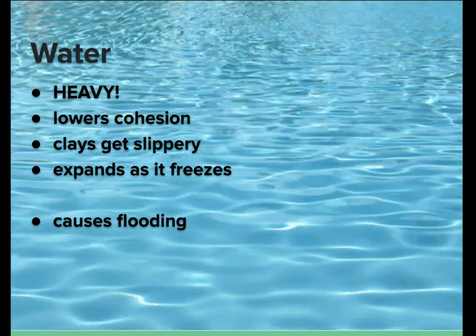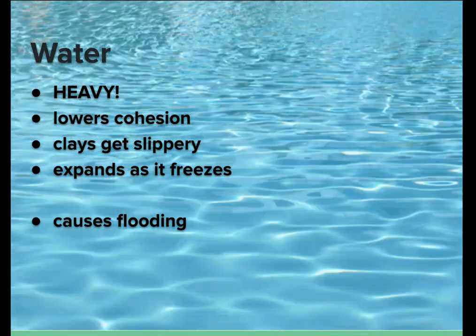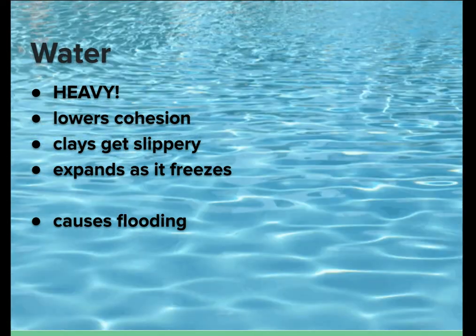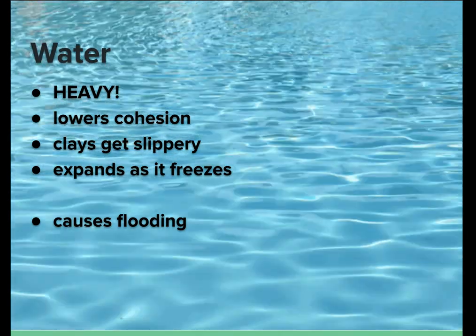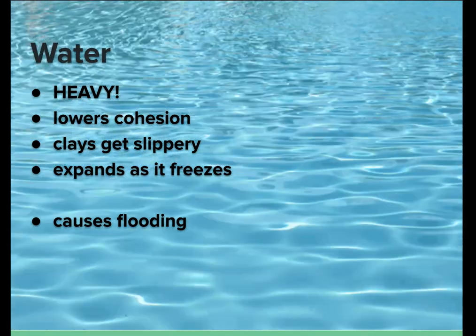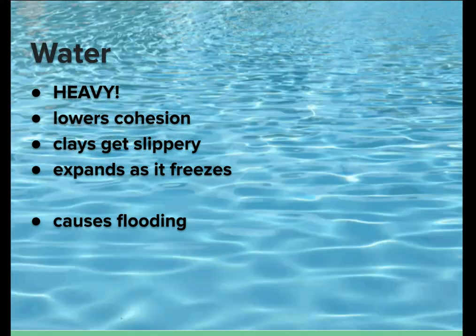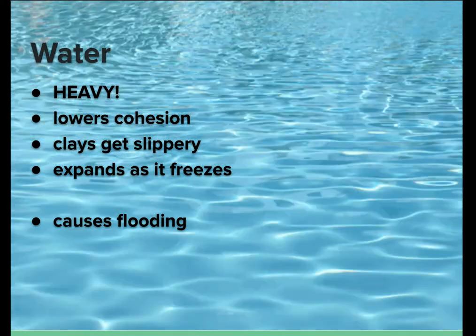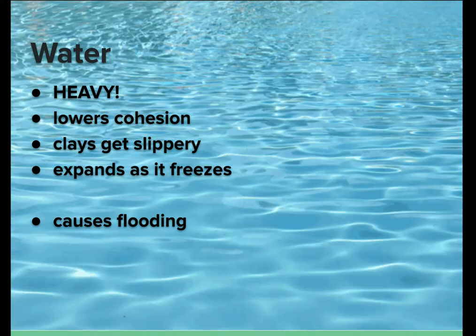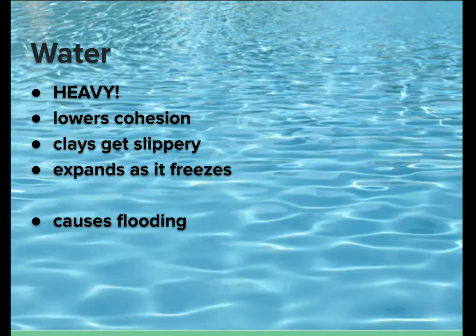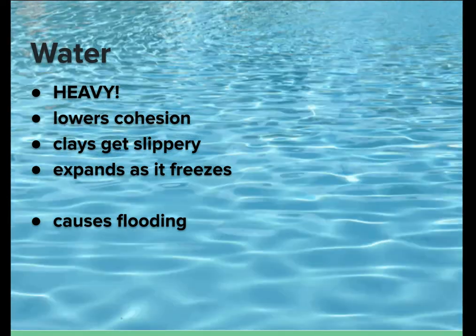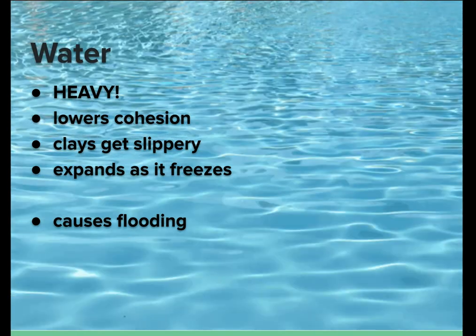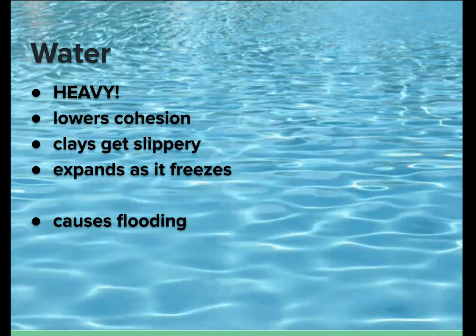Well, water's heavy. It's about 8 pounds per gallon, and that can put a lot of stress on a slope, since gravity is one of the main drivers of these landslides happening. It lowers cohesion. Think about building a sandcastle. Dry sand doesn't build a sandcastle very well. You need it a little bit wet. And when it's a little bit wet, the sand grains stick together. That's called cohesion. But if you put too much water in there, the water actually gets between the sand grains, and when they're separated, the grains can't touch and they start moving. And we've talked about that in terms of liquefaction before.